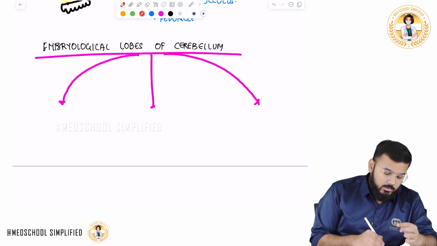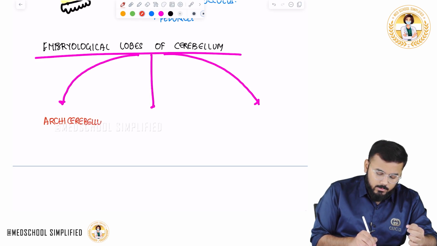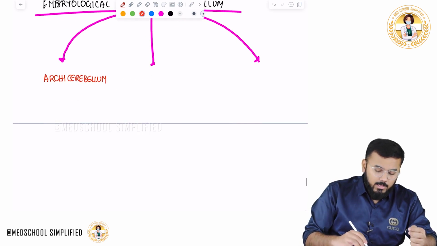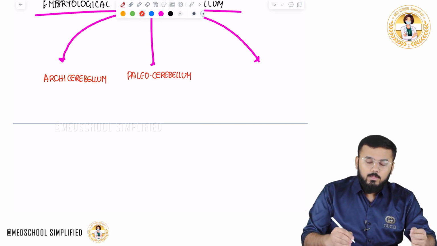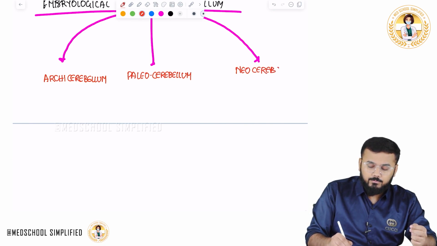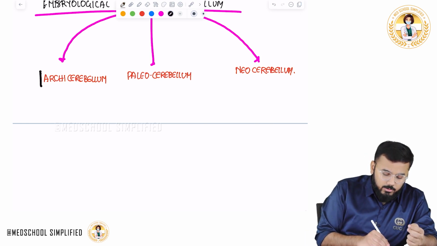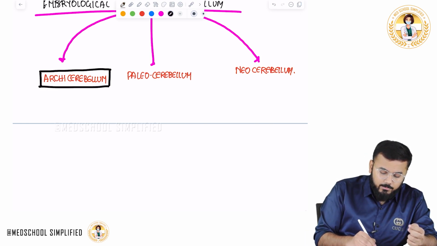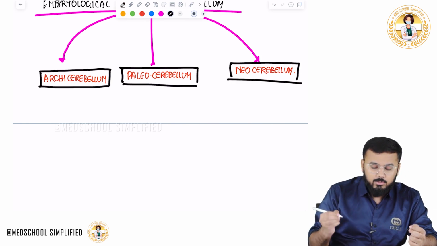The first one is called the Archicerebellum. The second one is called the Paleocerebellum. The third one is called the Neocerebellum. So embryologically, your cerebellum is divided into 3 types: one is the Archicerebellum, another is the Paleocerebellum, and the third is your Neocerebellum.